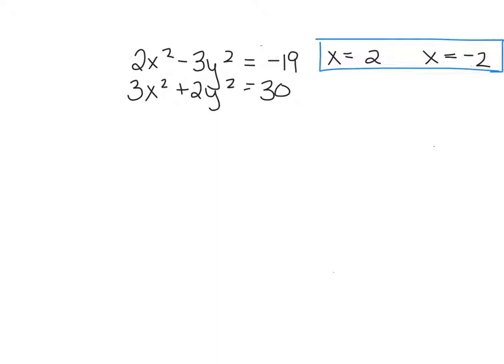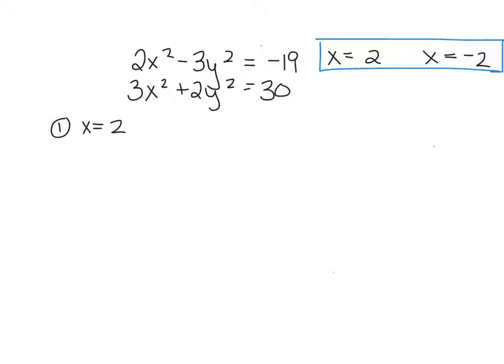Okay, now that we found that x equals 2 and x equals negative 2, we're going to take those values for x and plug them into one of the original equations and solve for y. So we have to do this with both x's. First, we're going to choose x equals 2 and solve for y.